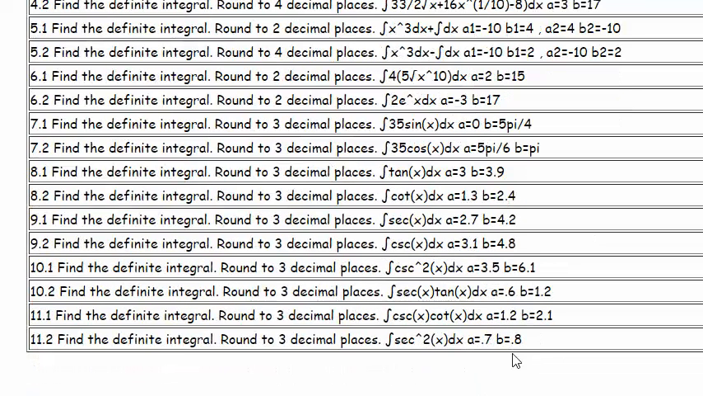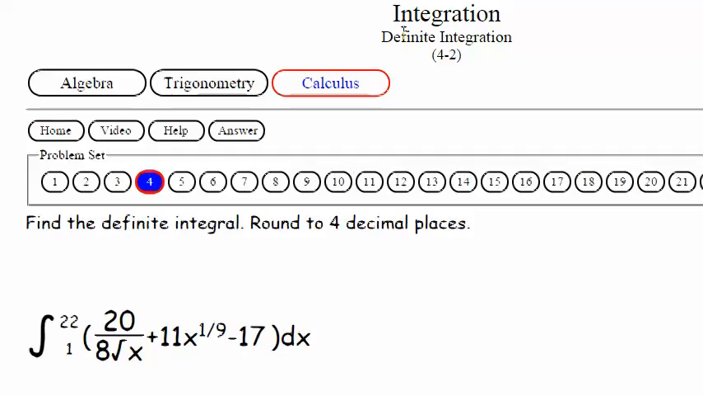Forgot what I just did actually. I think it was 4-1. Is that what it was? Yeah. Whoa, what is that? 4-2. Find the definite integral. Round to 4 decimal places. I don't know about you, but that looks nasty.